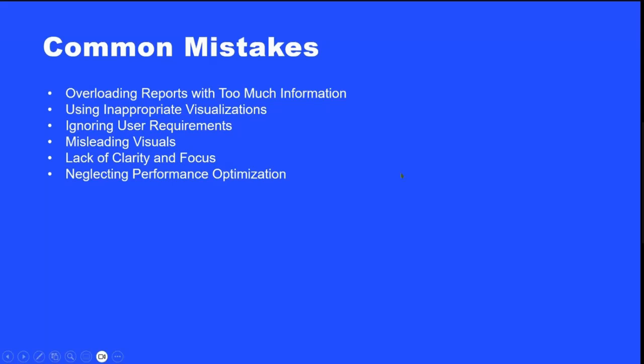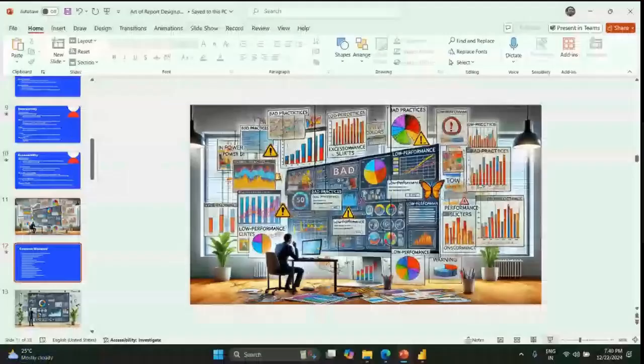Okay, next thing is neglecting performance optimization. You might create the report, but due to some complex DAX functions, heavy visuals, or too much information embedded, performance would decrease, right? So you must always make sure that it is performance optimized. Ignoring interactivity, right? You might create a report, but you don't check whether it is interacting with the other visuals, whether we should make it interactive or not.